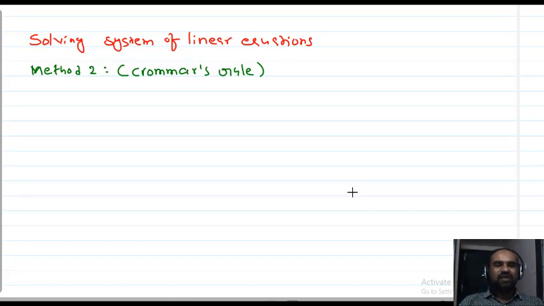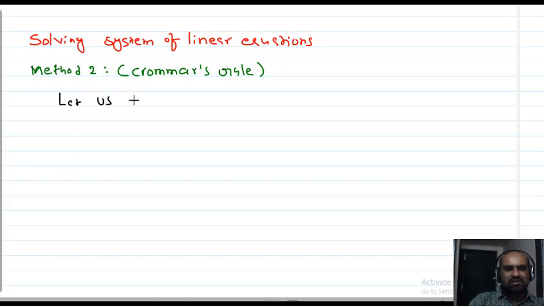Today I am going to explain another method to solve the system of linear equations. Method 2 is called Cramer's rule. By using Cramer's rule, I will explain how to solve systems of homogeneous and non-homogeneous equations. Okay, students, listen.